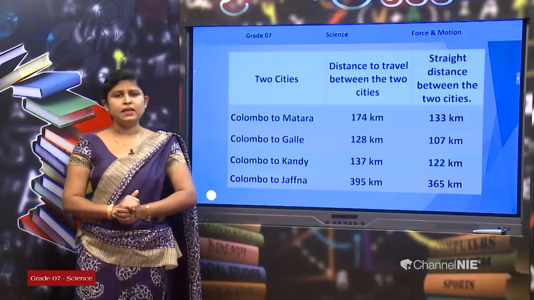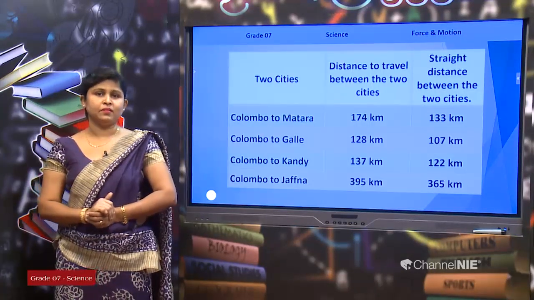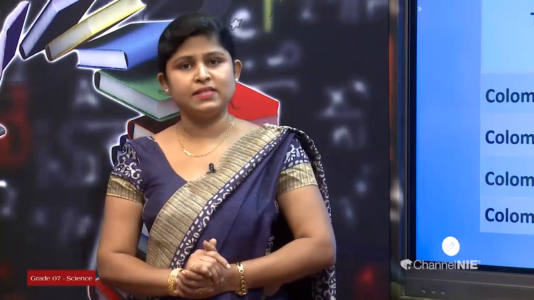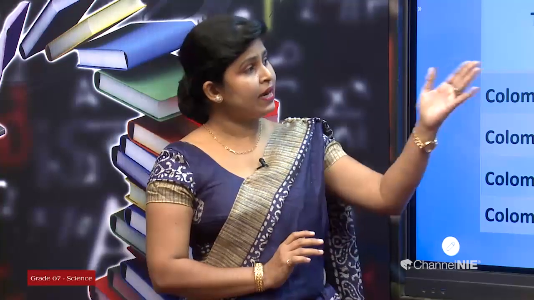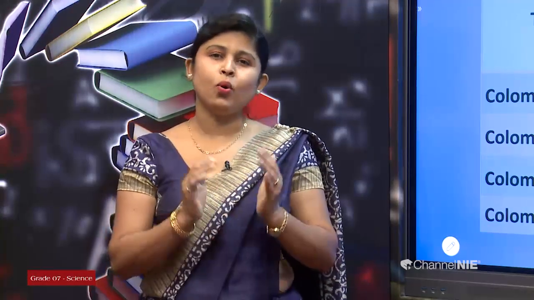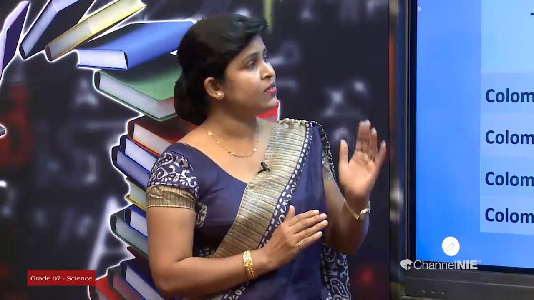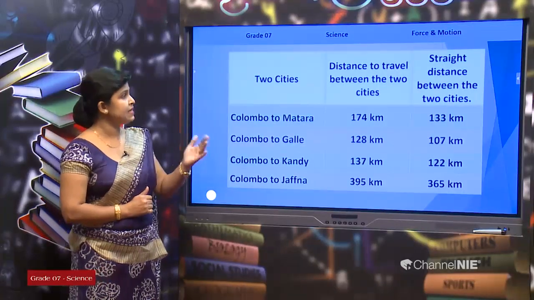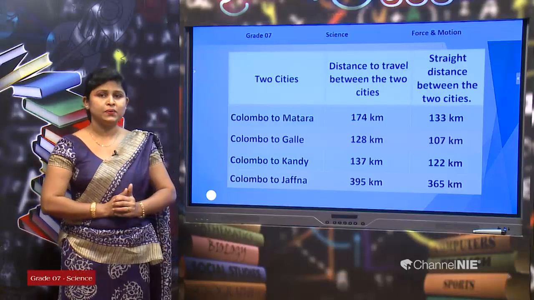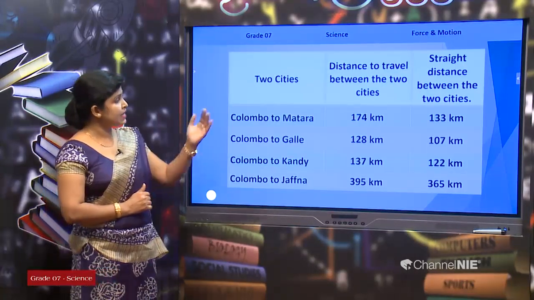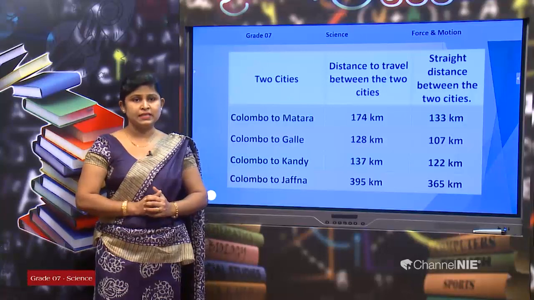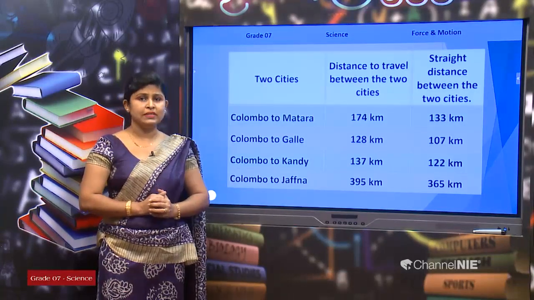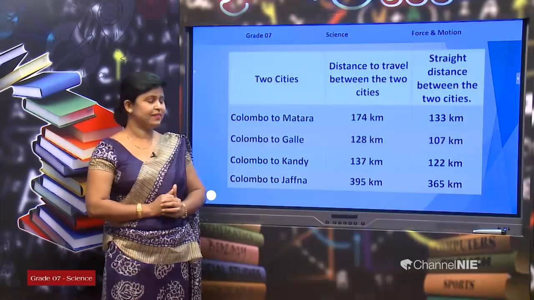My dear children, you must understand one important thing by looking at the table. The most important thing that you have to understand is that the straight distance between the two cities is always less than the distance to travel between the two cities. Understood? The straight distance between the two cities is always less than the distance to travel between the two cities. So, we can say that the second column of the table indicates the distance, while the third column of the table indicates the displacement.